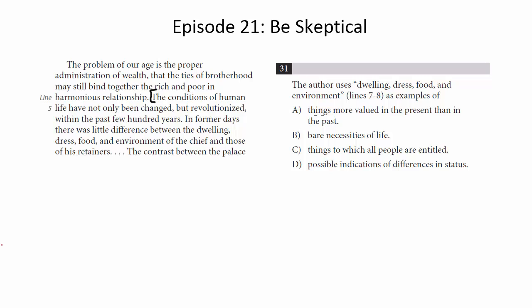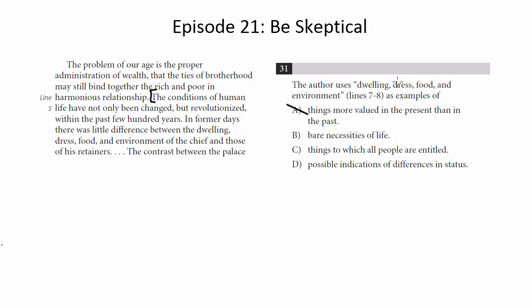Are these examples of things more valued in the present than in the past? Nothing in this passage, even if you read on, and obviously we would read on a little bit, says that these things are valued more in the present than in the past. There's no text that supports A. A is gone. How about B?